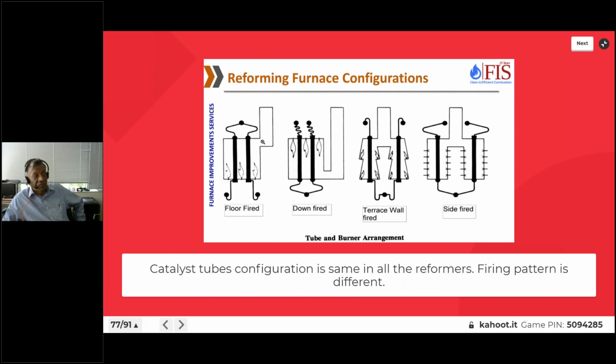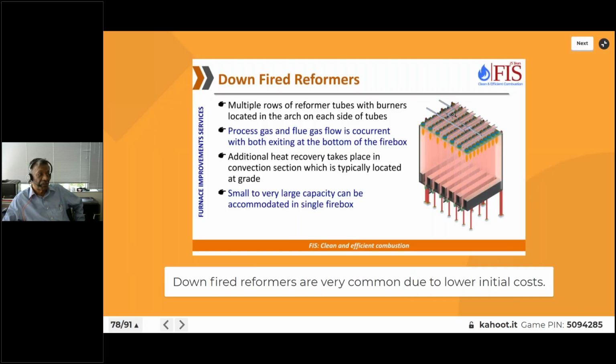In this one, we are using floor fired. This one is down fired. This one is terrace wall fired, and this is side wall fired. So basically, it's the fire side which is changing in all these designs. The catalyst tube, the catalyst configuration, the catalyst length, tube wall, everything remains the same. There is not much difference. One of the most common designs is the down-fired reformer. In a down-fired reformer, the tubes are in a row, several tubes, and the burners are firing down from the roof. We can have one row of burners, one row of tubes, one row of burners, one row of tubes. The whole firebox is very compact.